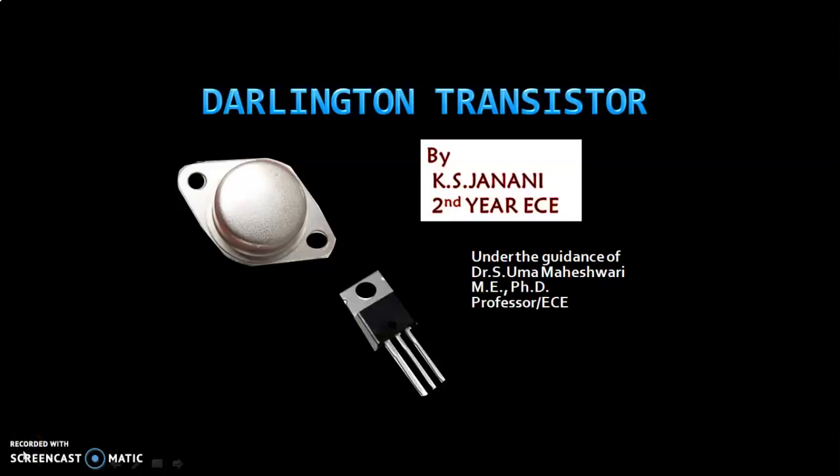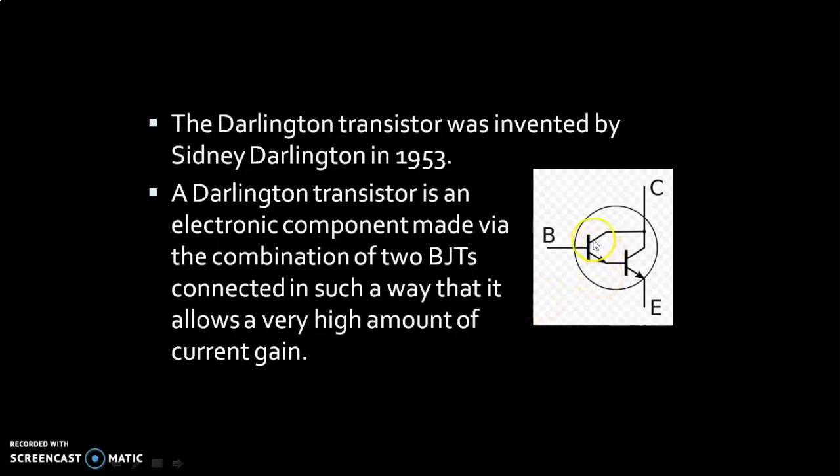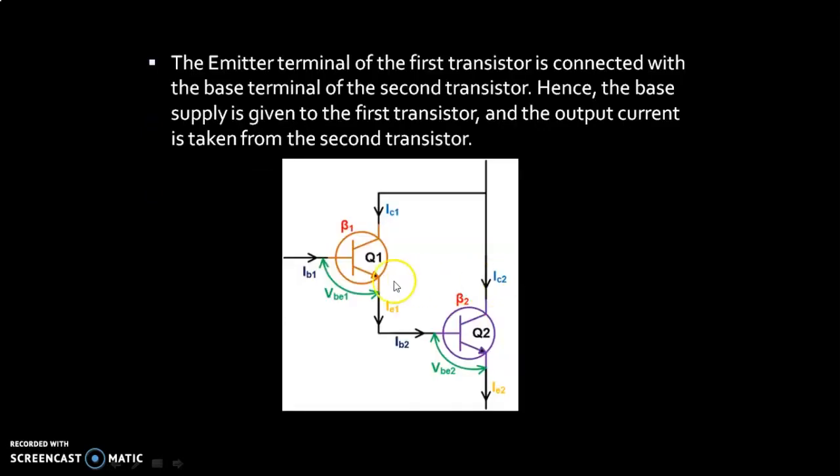Today we are going to see about the Darlington transistor, an electronic component made by the combination of two BJTs connected in such a way that it allows a high amount of current gain. The emitter terminal of the first transistor is connected to the base terminal of the second transistor. So, the base supply is given to the first transistor and the output current is taken from the second transistor.